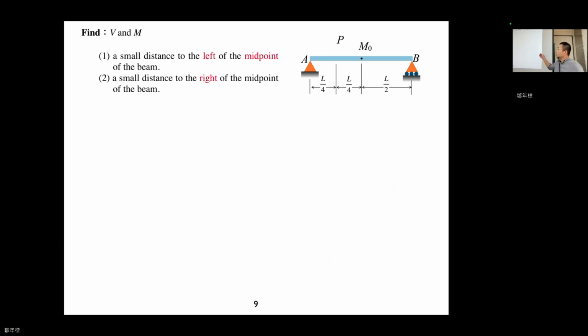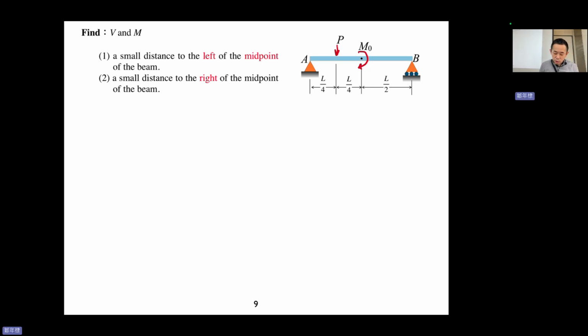So if you can accept that, we can start to do what we are going to do. Find V and M, the shear force and moment in this structure, this material. The problem looks like P and M. There are two forces, P at a point load, P here, and M, no moment at the center. So now this is the problem. Let's start our solution.